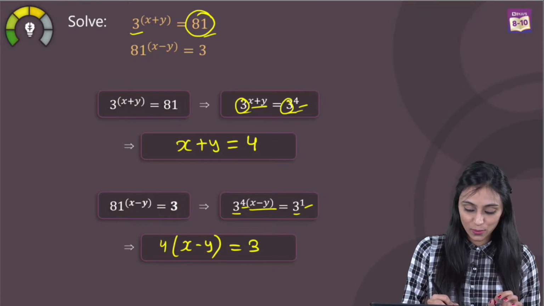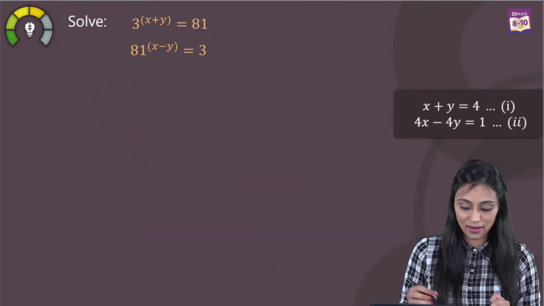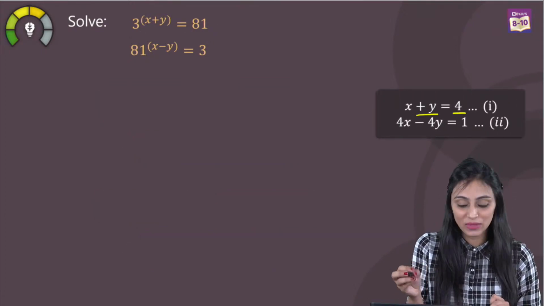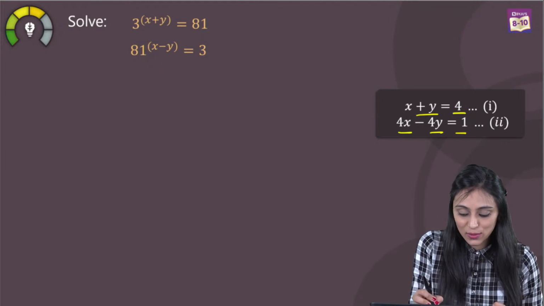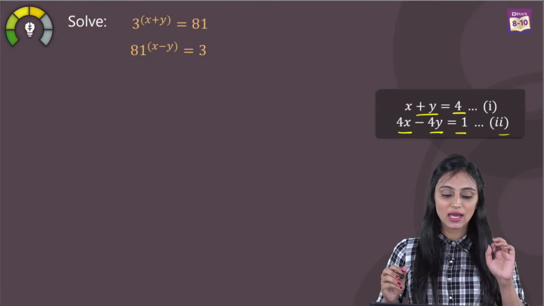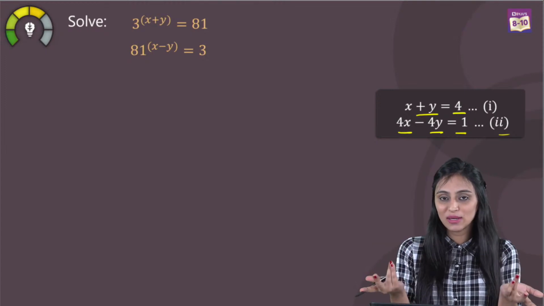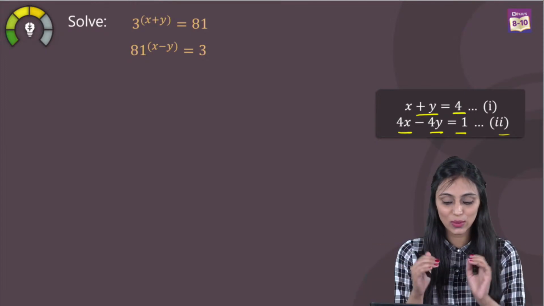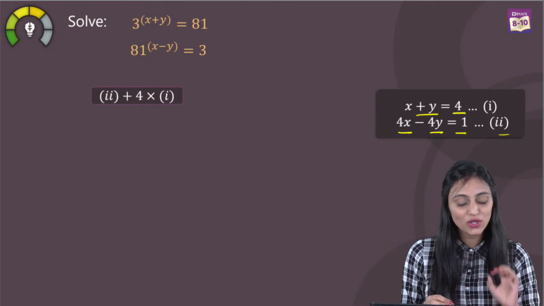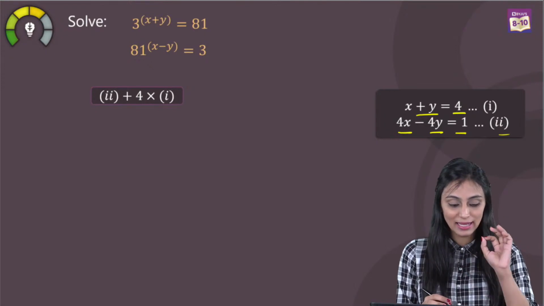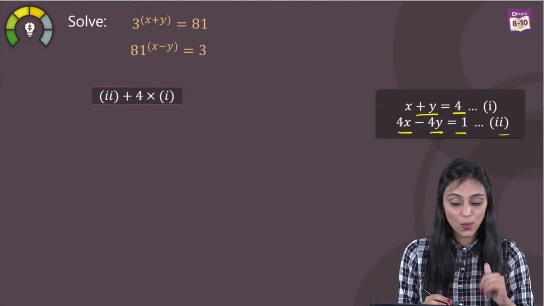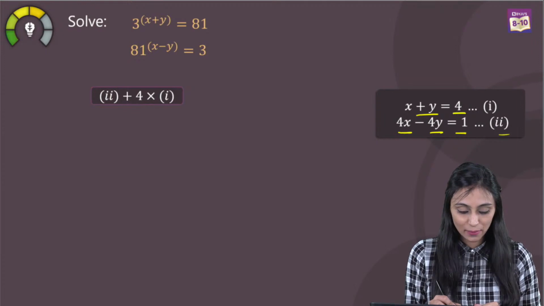So from here, both the equations that we get are x plus y equals 4 and 4x minus 4y equals 1. That's your second equation. Now by using any method, like cross multiplication or substitution, we can solve this. So what I'm going to do here is multiply equation number 1 by 4, and then we add these equations.